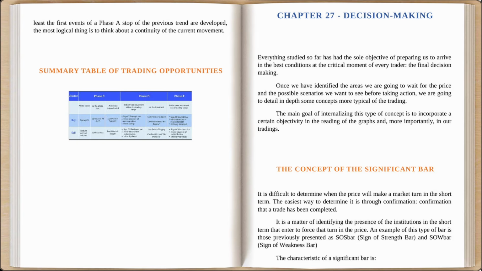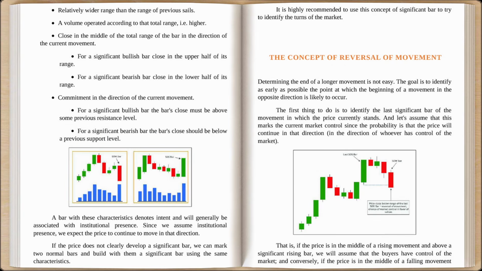The characteristics of a significant bar are a relatively wider range than the range of previous sessions. A volume operated according to that total range, i.e. higher. Close in the upper or lower half of the total range of the bar in the direction of the current movement. For a significant bullish bar, close in the upper half of its range. For a significant bearish bar, close in the lower half of its range. Commitment in the direction of the current movement. For a significant bullish bar, the bar's close must be above some previous resistance level. For a significant bearish bar, the bar's close should be below a previous support level.